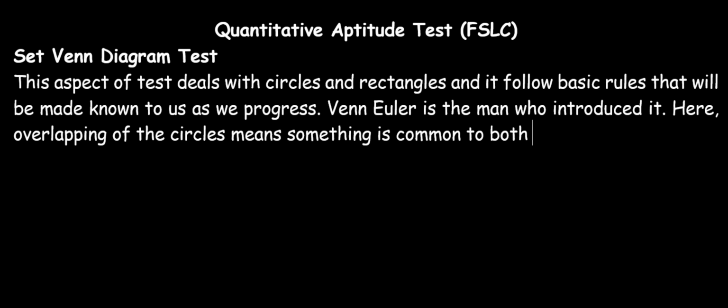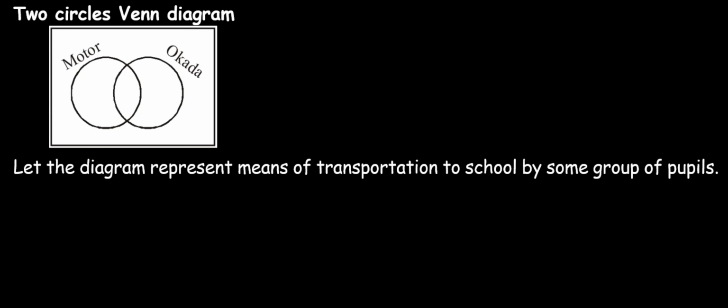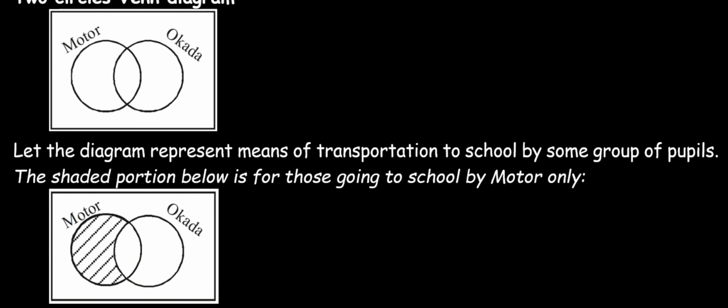Here, overlapping of circles means something is common to both circles. First, let's deal with the two-circle Venn diagram. Like the one shown below, let the diagram represent means of transportation to school by some group of pupils. Then, the shaded portion below is for those going to school by motor only. So, those who go to school by motor is the whole circle of motor. But when we are talking about those going by motor alone without Okada, is where you have that shaded portion.